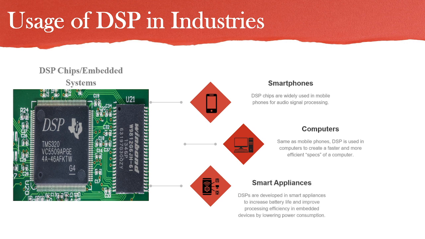This image is an example of a DSP chip or embedded system that is frequently used in smartphones. These DSP chips are used in mobile phones for audio signal processing. Without these DSP chips, mobile phones would not be able to make calls or connect to the internet. Computers, same as mobile phones, use DSP to create faster and more efficient specs of a computer. And in smart appliances, DSPs are developed to increase battery life and improve processing efficiency in embedded devices by lowering power consumption.